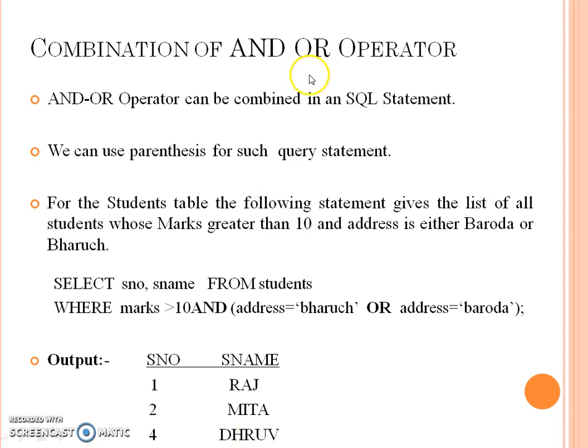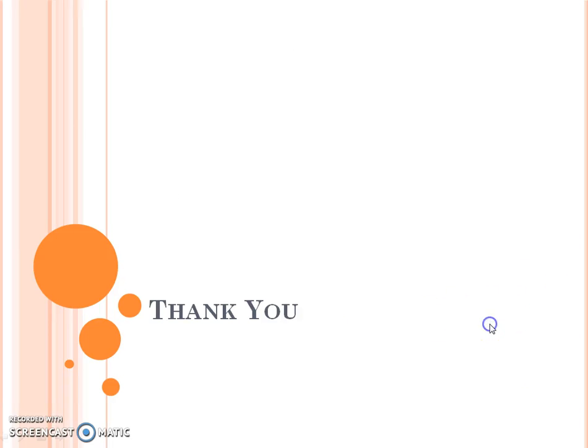We can also use AND and OR operators in combination with each other. Let us consider I want to find the list of all the students whose marks are greater than 10 and whose address is either Bharuch or Vadodara. The query would be: select S name and S number from students where marks is greater than 10 and address is equal to Bharuch or address is equal to Vadodara. That's all in the structures. Thank you.